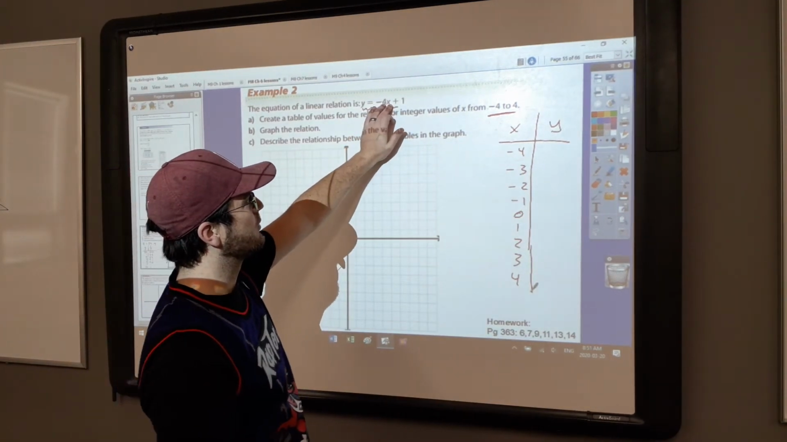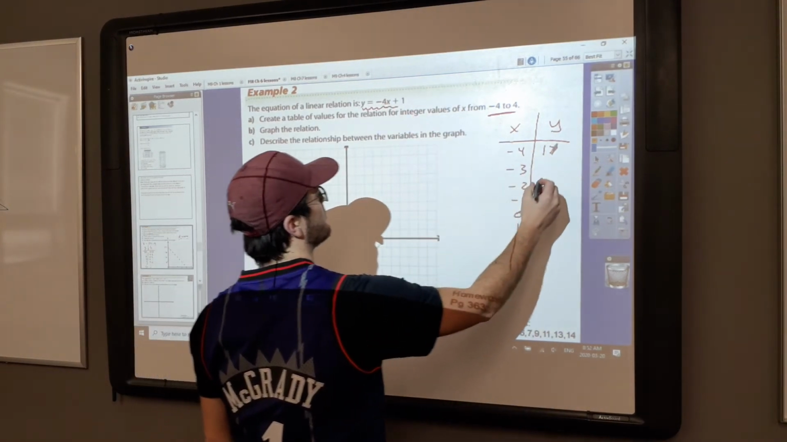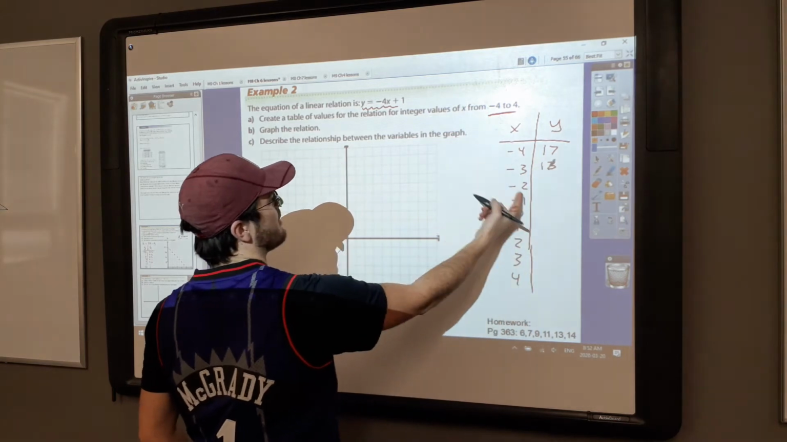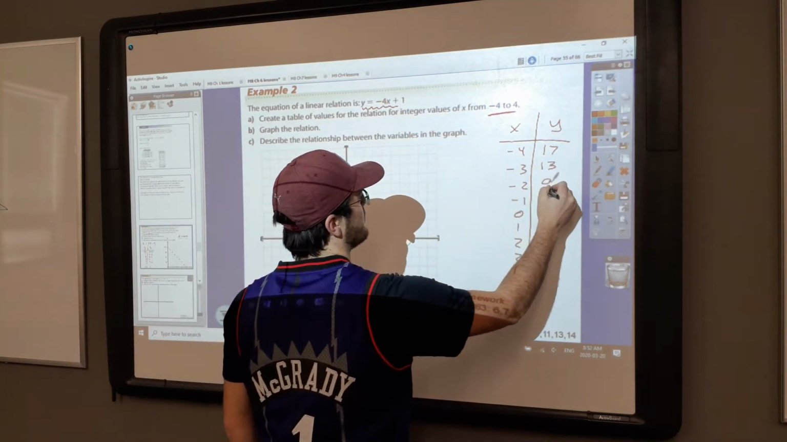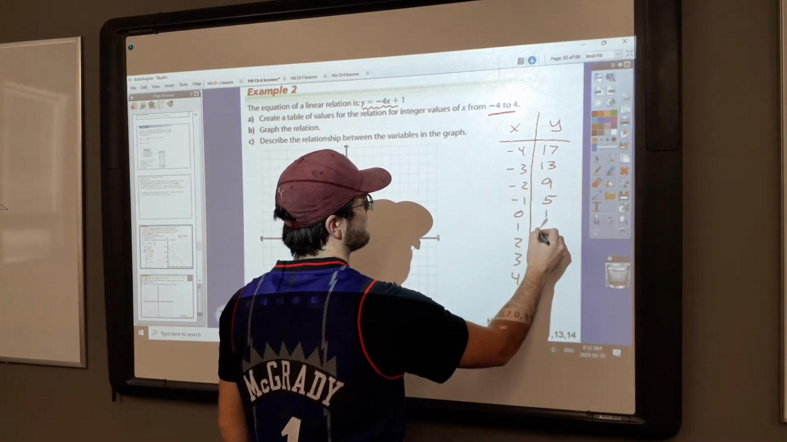Negative 4 times negative 4 is 16, plus 1 is 17. If I plugged in negative 3, I get 12 plus 1. And you're going to always start to see a pattern. Negative 2, that gives you 9. You can see that the pattern is that the next number is going to be 4 less every time.